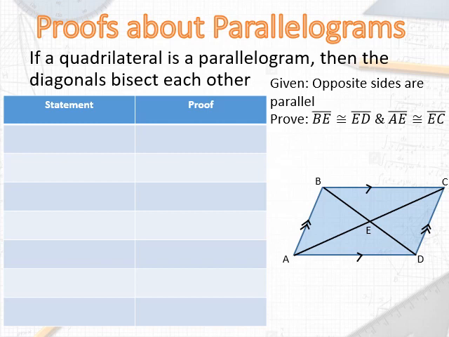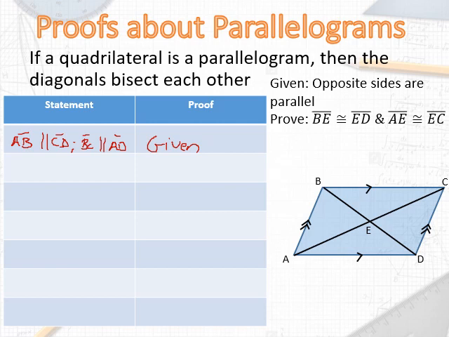So that's where we're going to start. We're going to have to do this in almost a two-part proof. So given we have AB is parallel to CD. Try and put the second one in here. We've got BC parallel to AD. And that is our given. That's all we got, parallel.